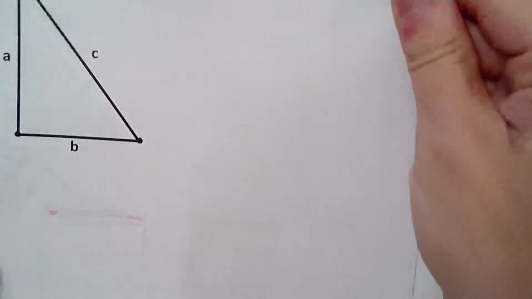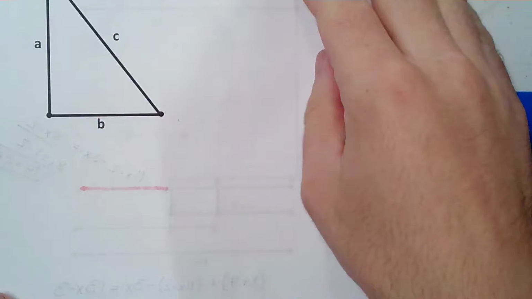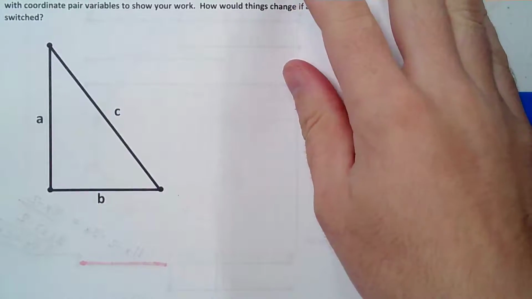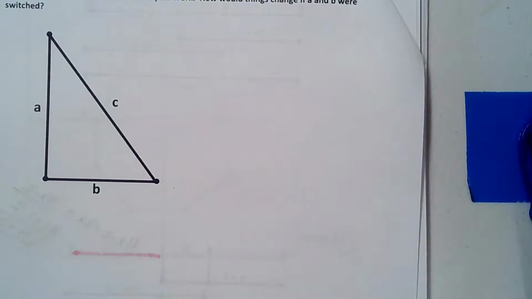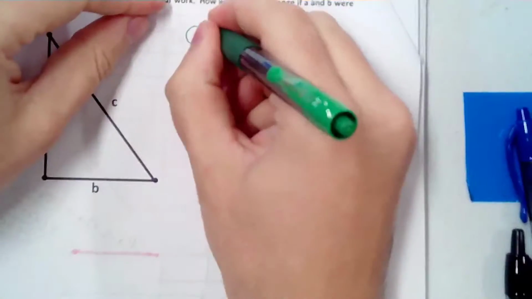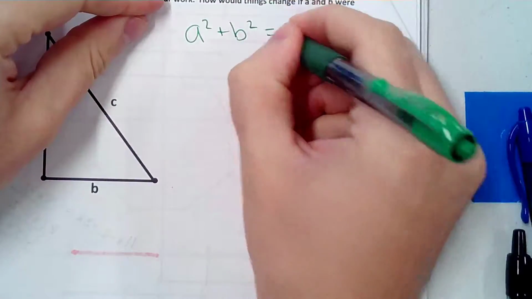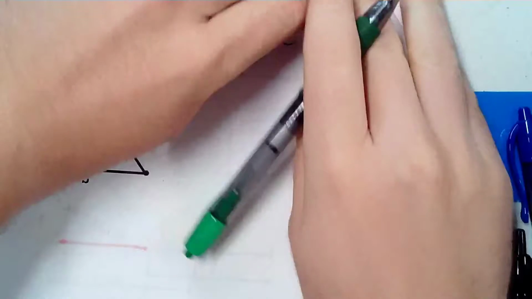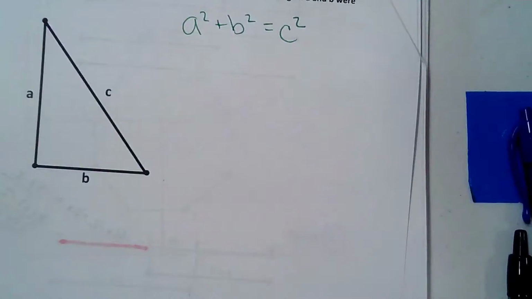Turn the page. This one. All right, so start with the Pythagorean theorem. What is Pythag? Thank you, Macy. A squared plus b squared equals c squared. I swear to God, everybody should get that as a free point. Start with Pythag. Then it says work your way to the distance formula.